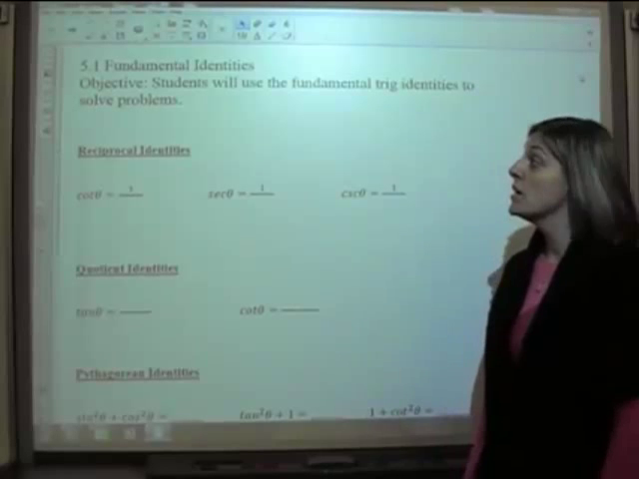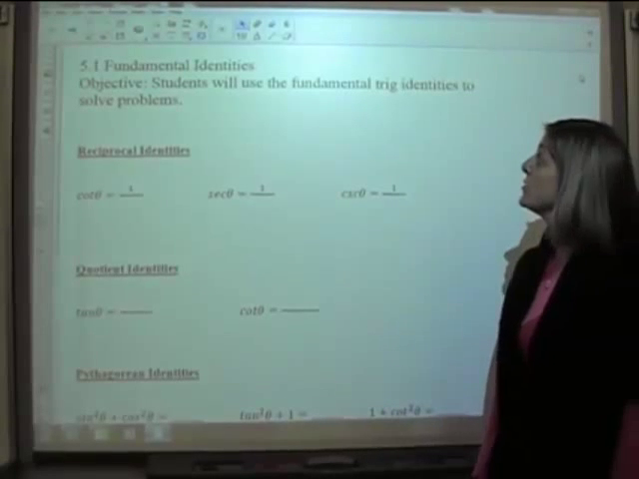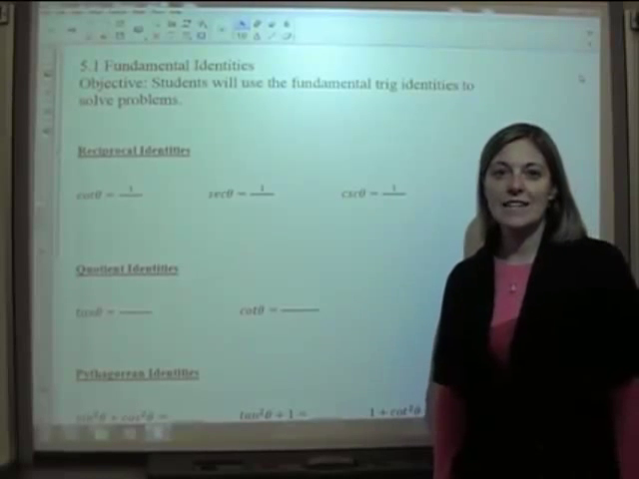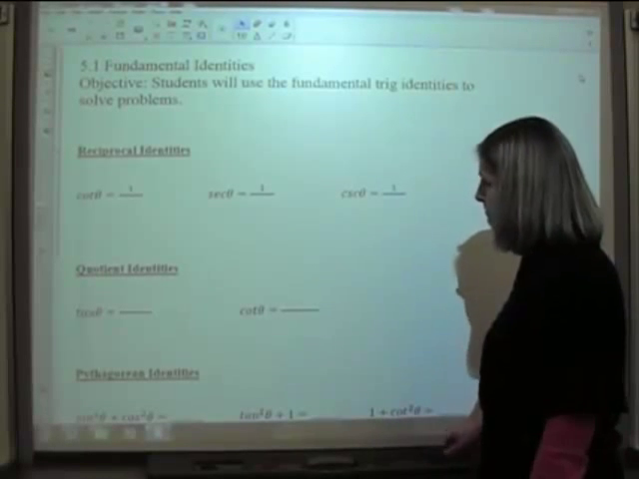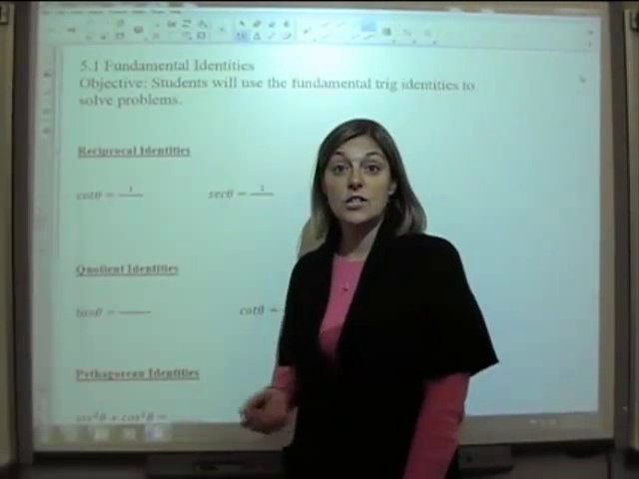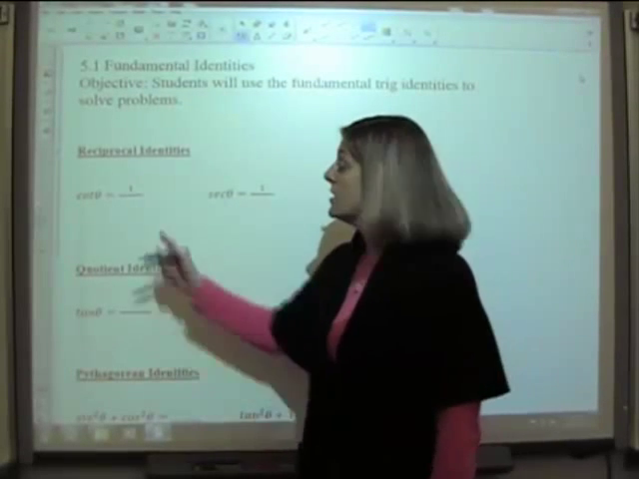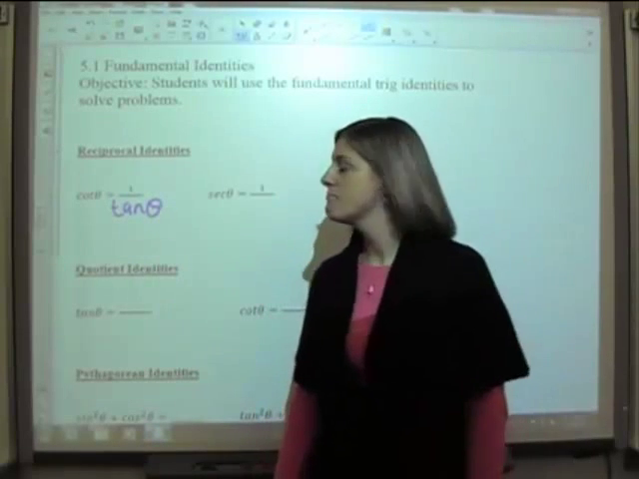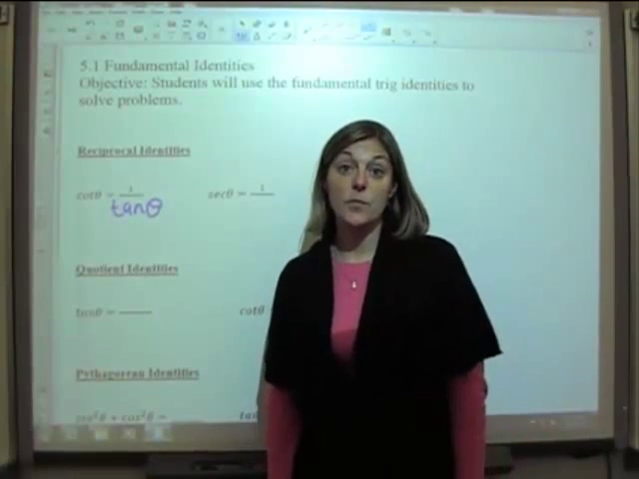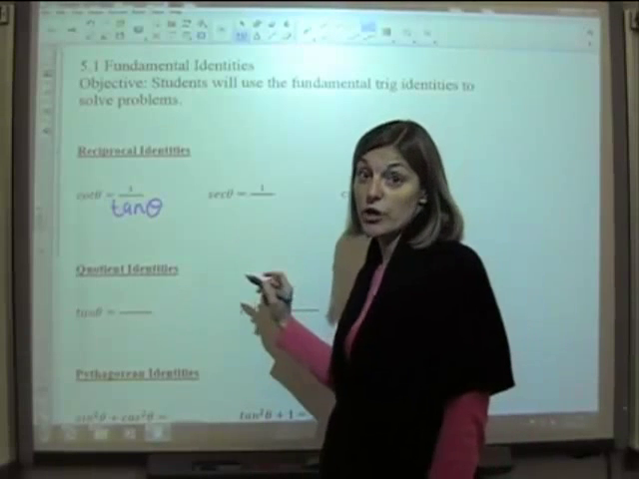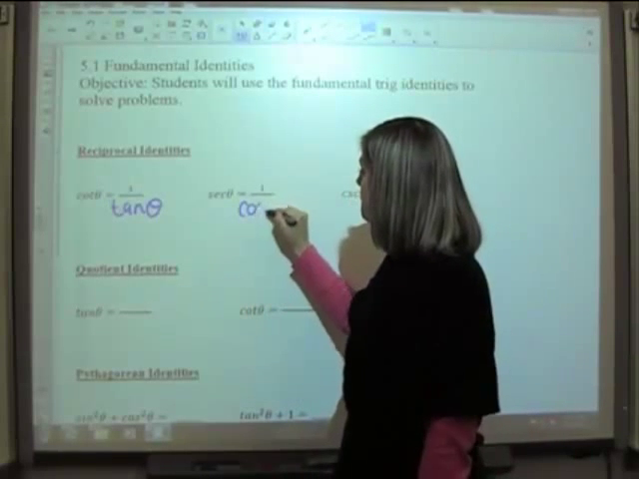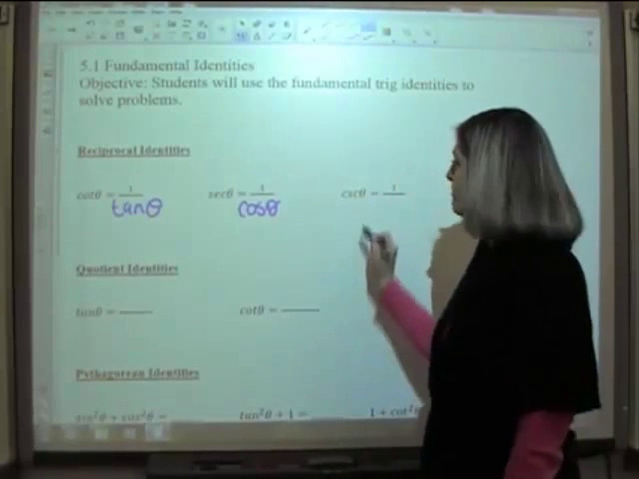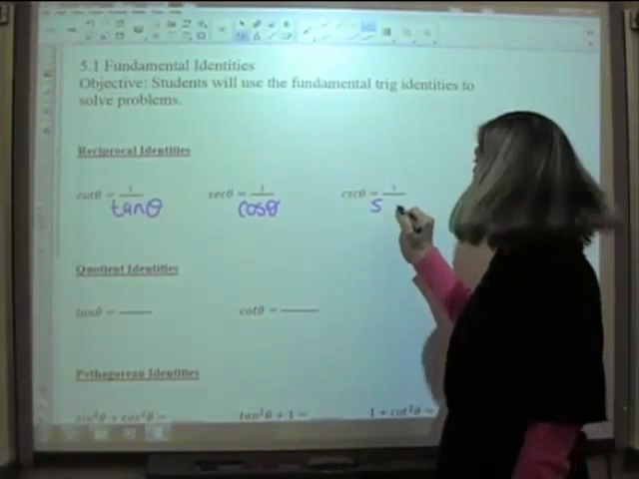Our objective: students will use the fundamental trig identities to solve problems. So let's review some of the identities that we already know. We know that cotangent is the reciprocal of tangent, so it's 1 over tangent theta. Secant is the reciprocal of cosine, so it's 1 over cosine theta. And cosecant is the reciprocal of sine, so we have 1 over sine theta.